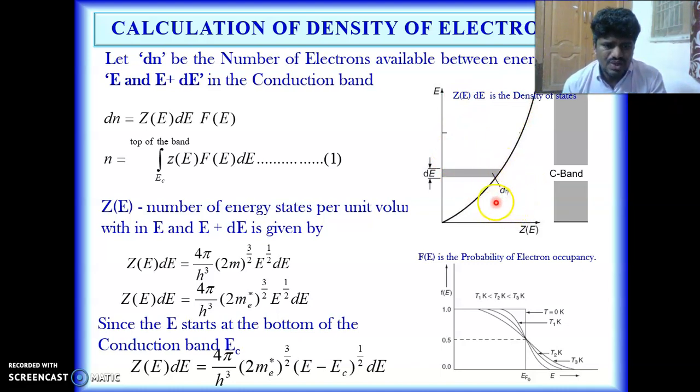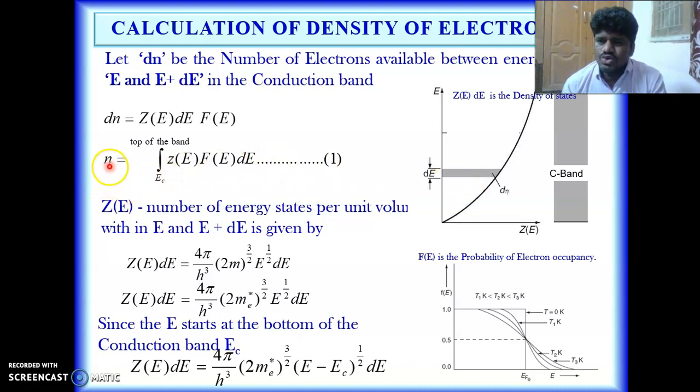This value also depends upon the probability of finding the electron within these energy levels, and this f of E is highly dependent on the temperature. Now dN is defined as dN is equal to Z of E dE f of E. This is only for a short range of energy levels. Now we have to extend this for the entire band. Here band means you have to take only the conduction band, because electrons are available in the conduction band.